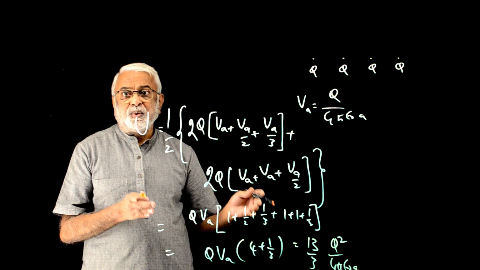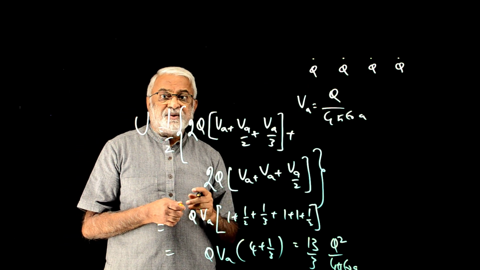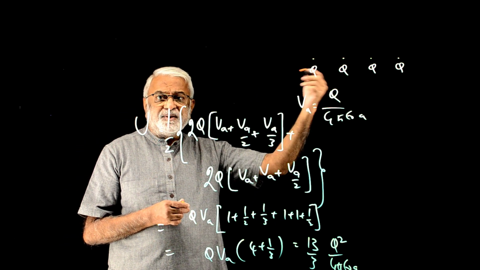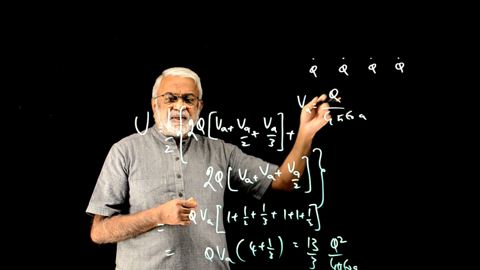This is sigma Qi Vi by 2. To go to each charge and ask what is the potential at the place where it is presented to others. Do this calculation for all the charges and then halve the calculation.